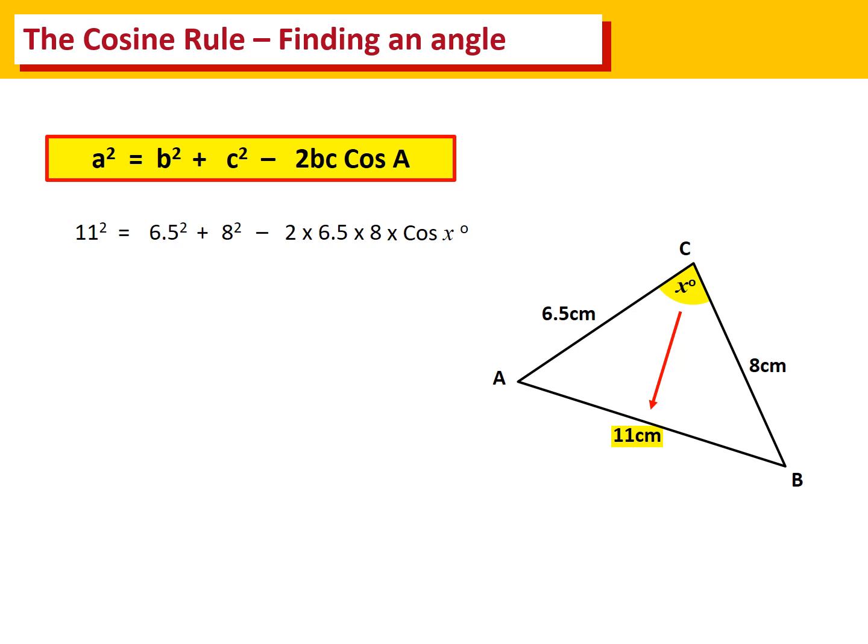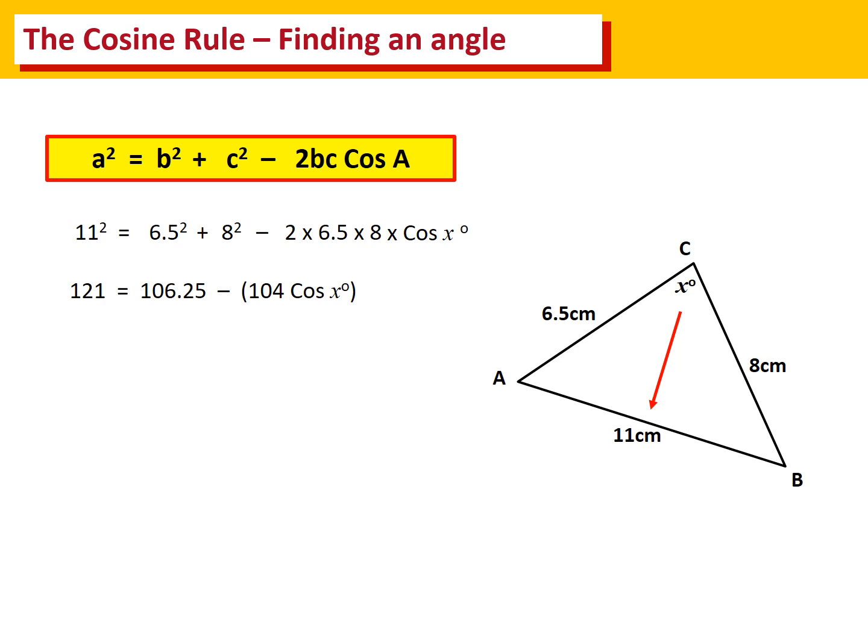Okay. Now, you might be thinking, well, hang on a minute, the letter here is a C, and yet I've got A here. Well, these letters are all interchangeable. The key part being that the length that starts your formula must correspond to the vertex, or the angle, that ends your formula. So, we're using the angle at C, which is X degrees. The corresponding length is 11 centimeters, so that must start the formula because X is ending the formula.